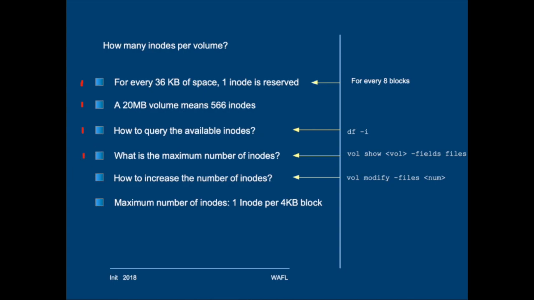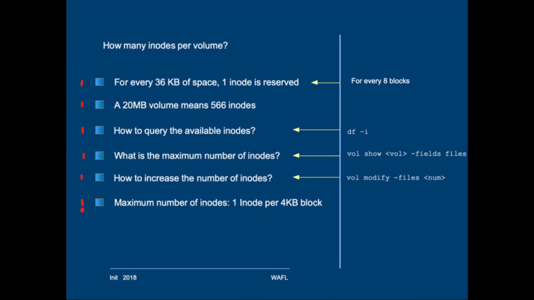Or you can run vol show and then list files. And if you want to change that number, so if you want to increase the number of inodes, you can run the vol modify command. The maximum number of inodes in a single volume is 1 for each 4K block.